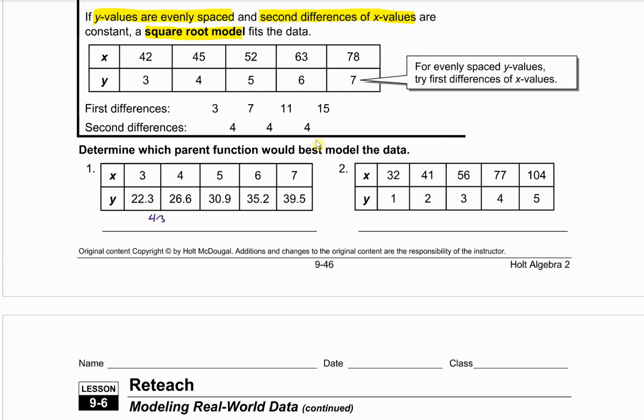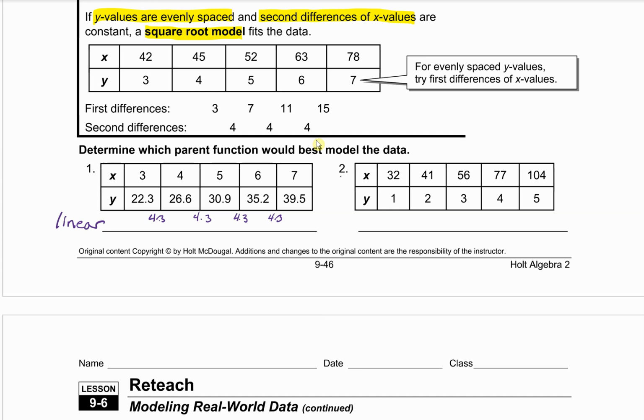30.9 minus 26.6, guess what that is? 4.3. And 35.2 minus 30.9, guess what? 4.3. 39.5 minus 35.2, 4.3. Now, why did I not just stop after the second time? Because I got to make sure they all are. These first differences are all constant, so this guy is definitely linear.